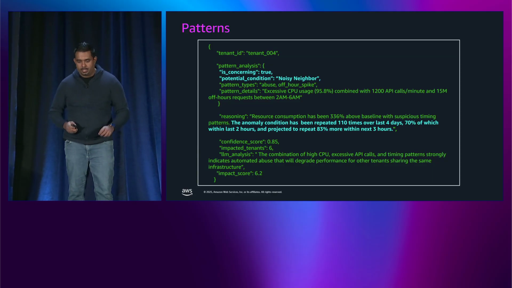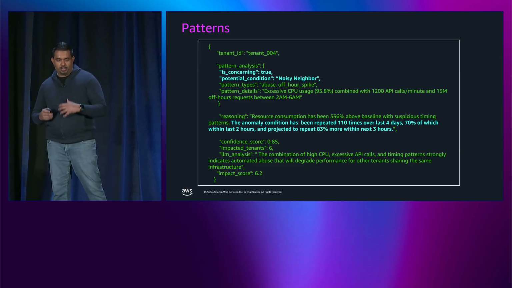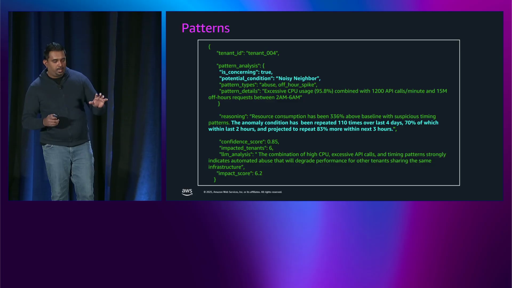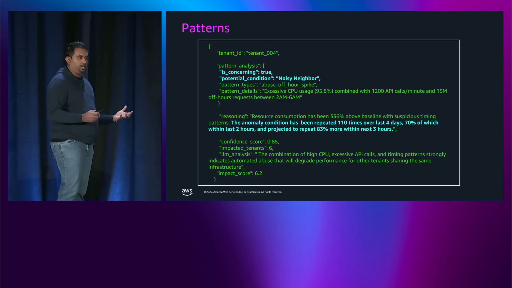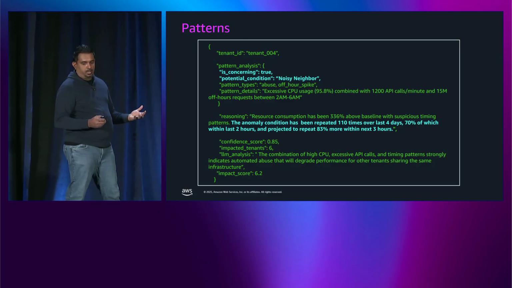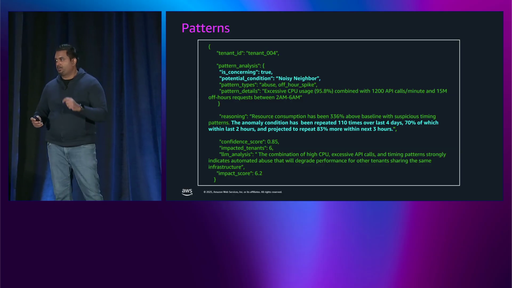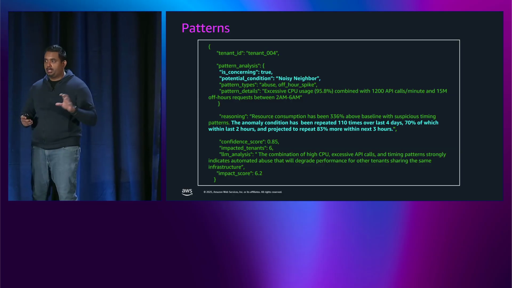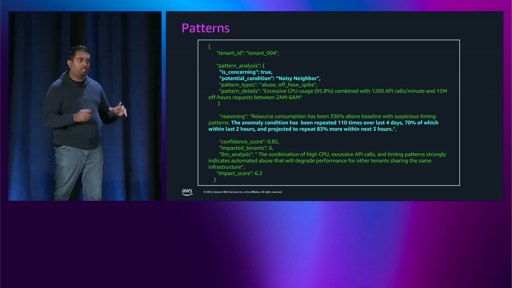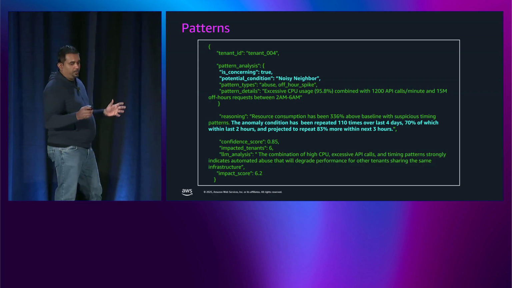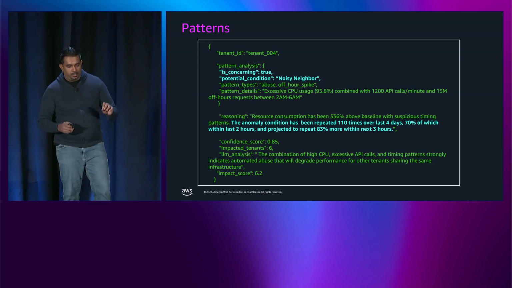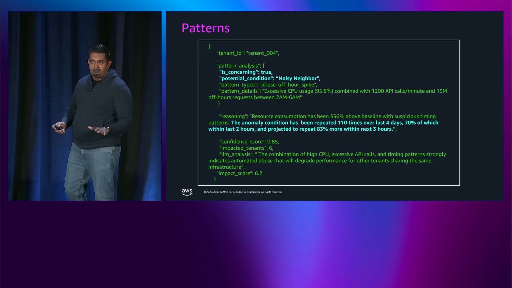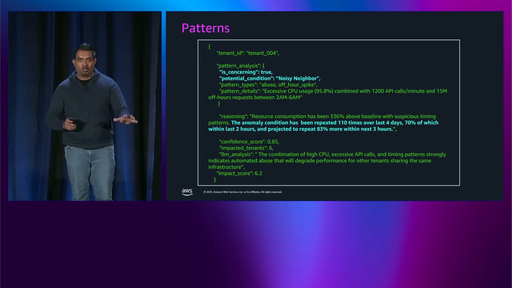For example, in this case, tenant 004 has been identified as a potential noisy neighbor. Why? That anomaly has been repeated about 100 plus times during the last few days, 70% of which was during the last 2 hours, and the agent has also predicted that 80% of that will likely happen in the next 3 hours as well. It relates to heavy CPU and resource usage during off-peak time. Certainly someone has to look into this immediately.